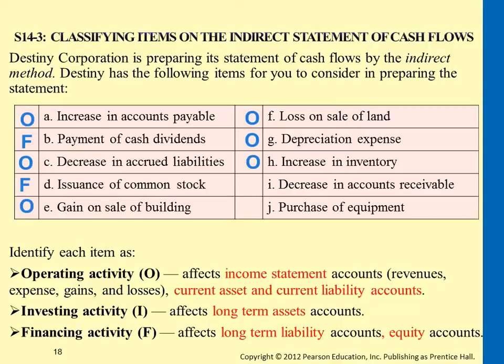Okay, accounts receivable decrease. Operating. Accounts receivable is part of current assets. It's listed very close to inventory. Purchase of equipment, investing. This is a long-term asset activity.